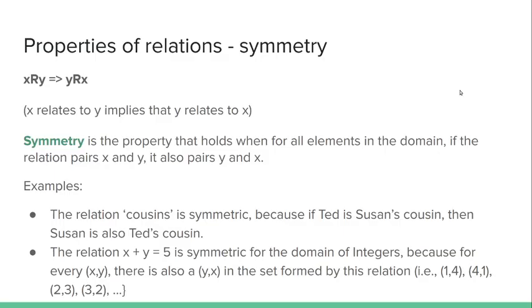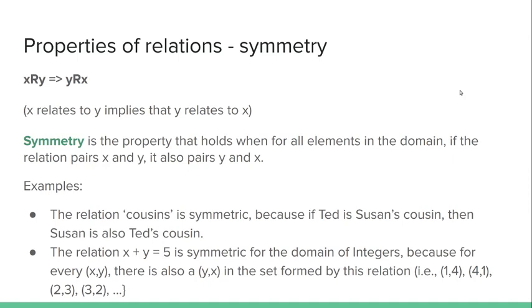The last property that we'll look at is symmetry. Symmetry says that if x relates to y, this implies that y relates to x. In other words, symmetry is the property that holds when for all elements in the domain, if the relation pairs x and y, it also pairs y and x.